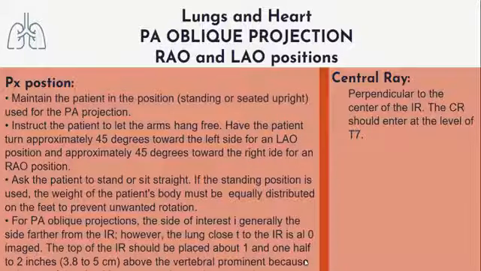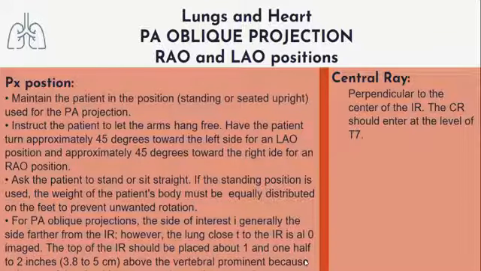So let's continue here in lungs and heart. For the PA oblique projection and RAO and LAO position, the patient's position must be maintained. It's either standing or seated upright and used for the PA projection. Then we need to instruct the patient to let the arms hang free.